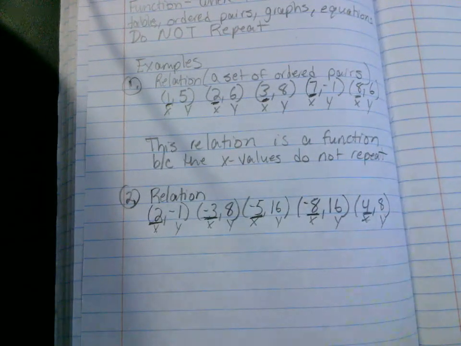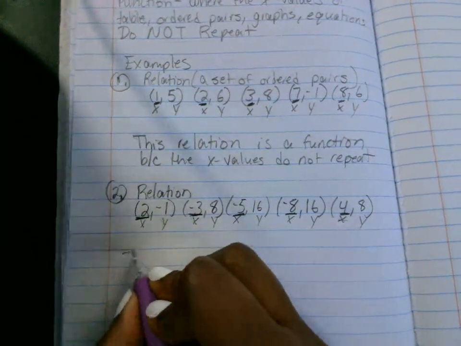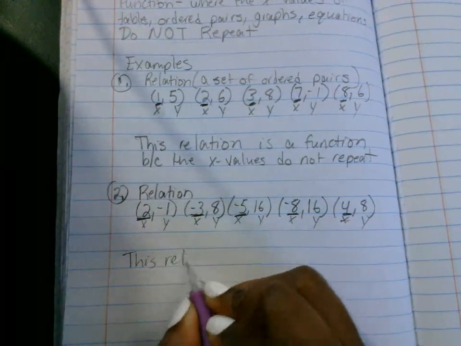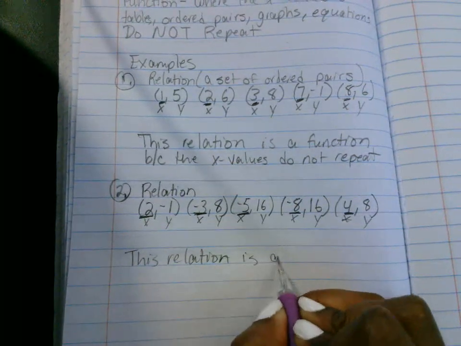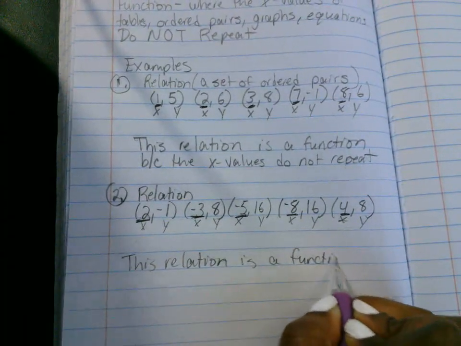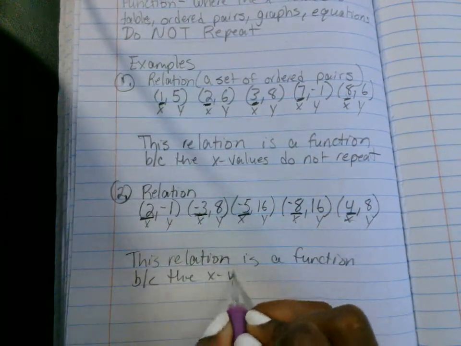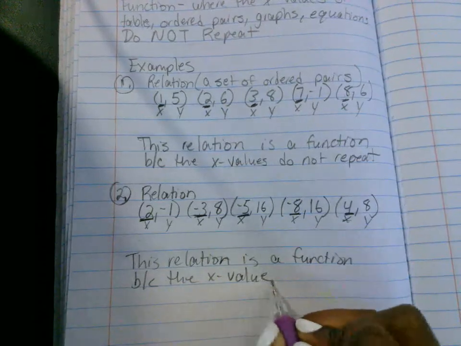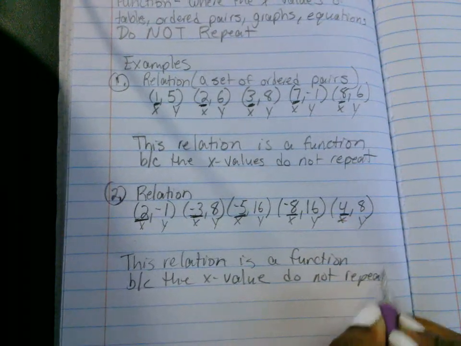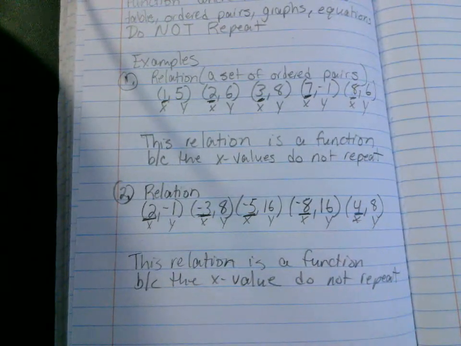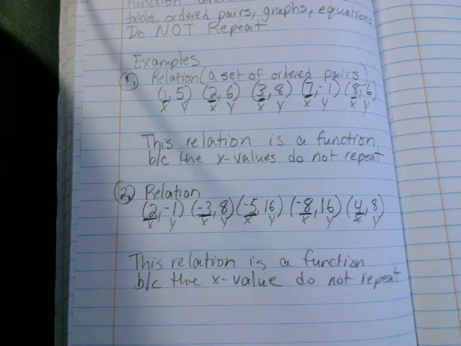Yes. Yes, because it does not repeat. This relation is a function. This set of ordered pairs is a function. It's a function because the x values do not repeat. We don't care about the y values repeating. They can repeat. If it's a function, that means the x values do not repeat. Okay?